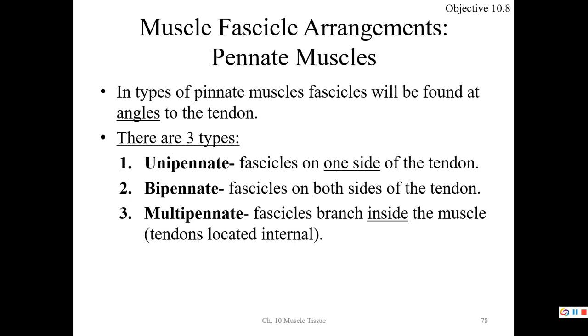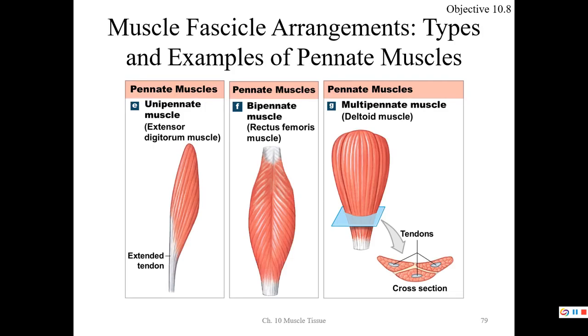Pinnate, muscles are found at an angle. Think about a pennant that you would see for a baseball team. It's a triangle-shaped thing, an angle. There's unipinnate, where fascicles are on one side of the tendon at an angle. Bipinnate, they're on both sides of the tendon at an angle. Multipinnate, the fascicles branch inside the muscle. The tendons are internal. Now you can actually see unipinnate, bipinnate, multipinnate.